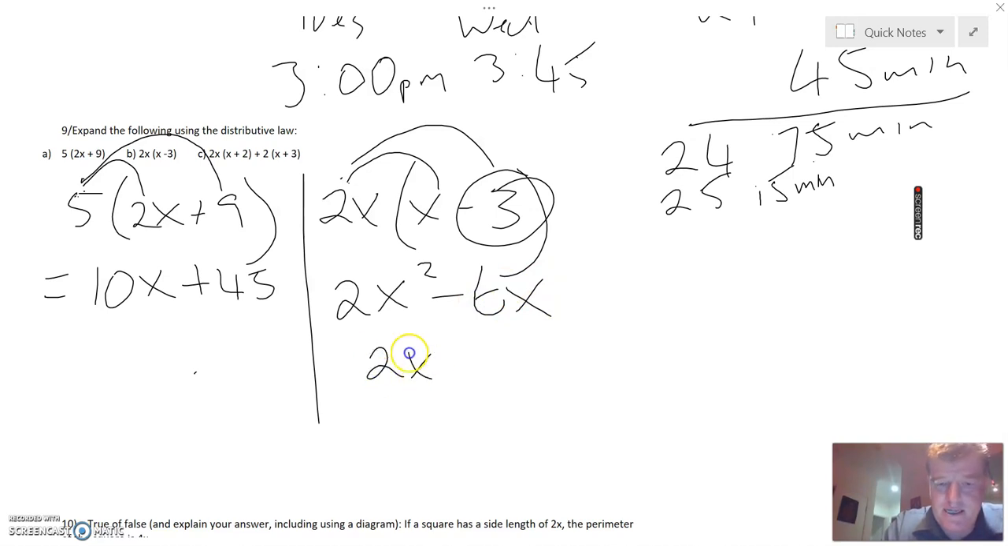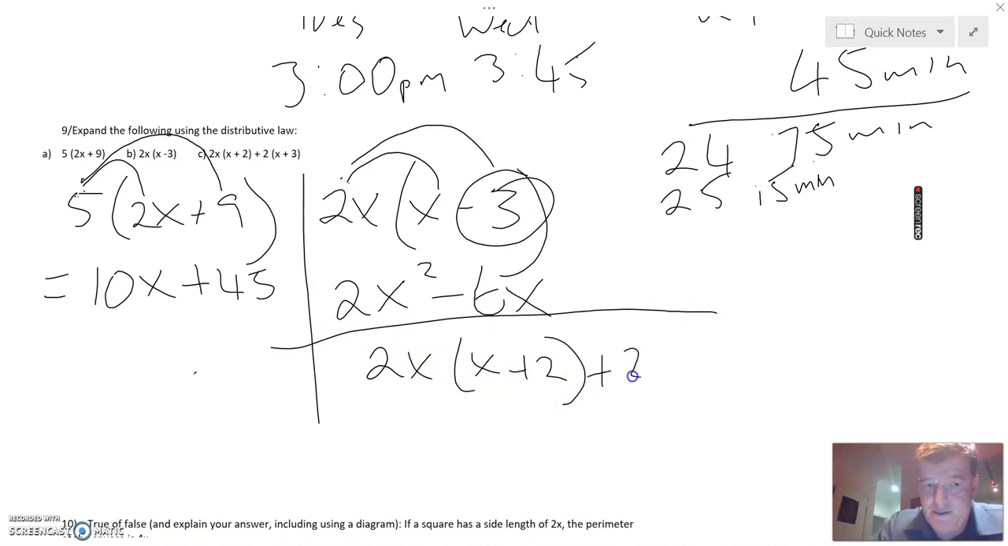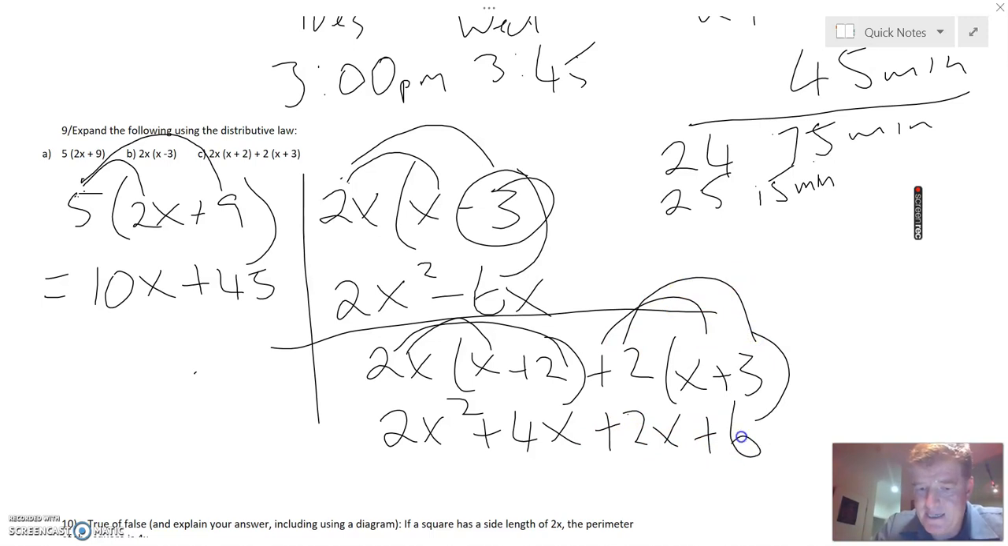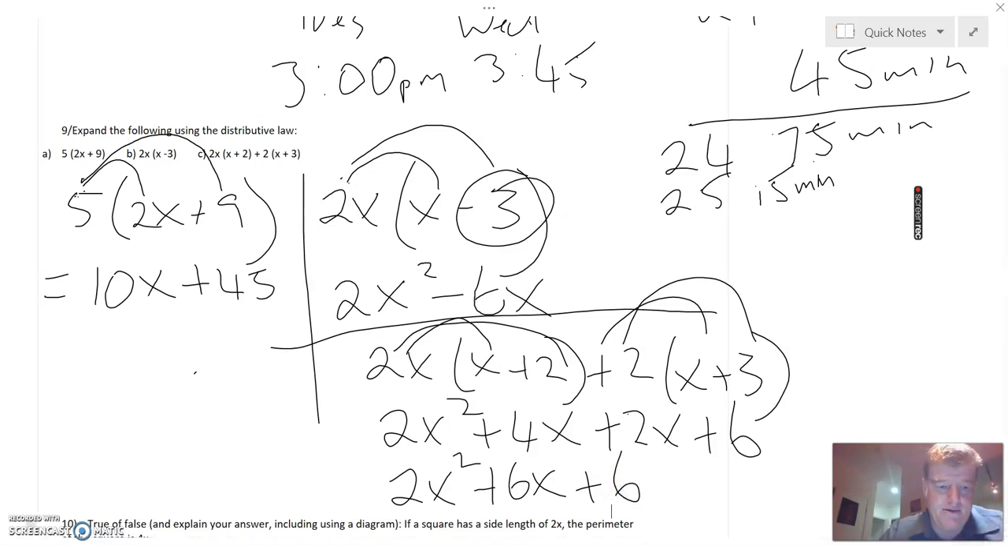And the last one's a little bit trickier. We've got 2x(x plus 2) plus 2x plus 3. So we multiply the first term out first. 2x times x is 2x squared. 2x times 2 is 4x, plus 2 times x is 2x, plus 2 times 3 is 6. And we've got some simplification because of 4x and 2x, just like 4 cars and 2 cars equal 6 cars. 4x plus 2x is going to equal 6x. So we're going to end up with 2x squared plus 6x plus 6 as our answer for that question there.